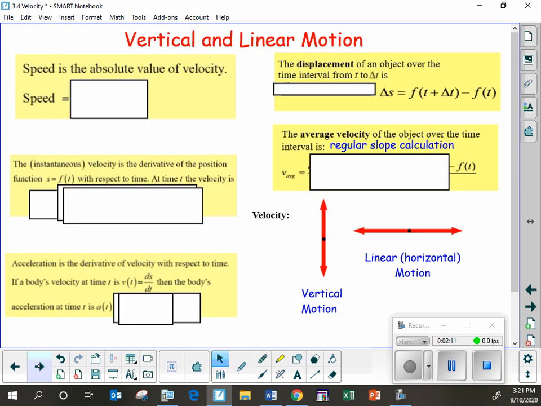Let's talk about vertical and linear motion. Just a good review of AB. Speed is the absolute value of velocity. So speed can be written as the absolute value of v of t, which is equal to ds/dt, the derivative of the position function, not derivative of speed. So ds meaning position here.